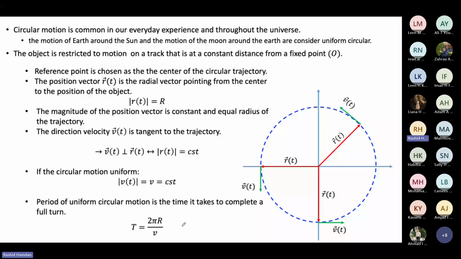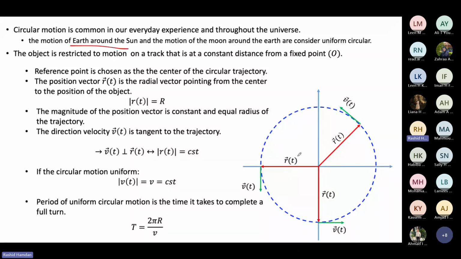Now, if we look around us, there's a lot of examples of circular motion. For example, the Earth going around the Sun, the Moon going around the Earth. They are not perfectly circular, but they are close to circular. So for the first approximation, we can consider them as a circle.